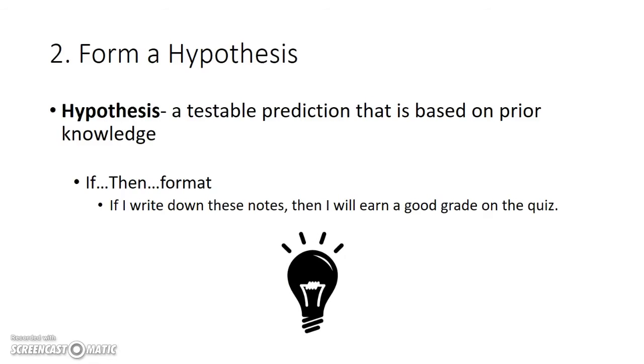The second step is to form a hypothesis. A hypothesis is defined as a testable prediction that is based on prior knowledge. And remember, when we talked about inferences, prior knowledge is used in that. So they're written in an if-then format. So if I write down these notes, then I will earn a good grade on the quiz.